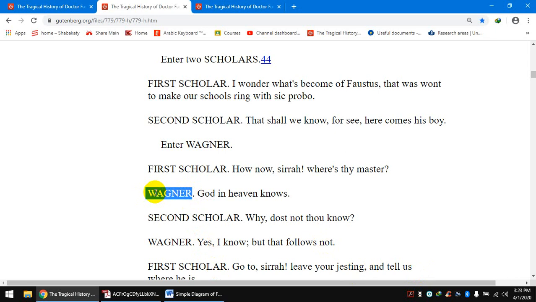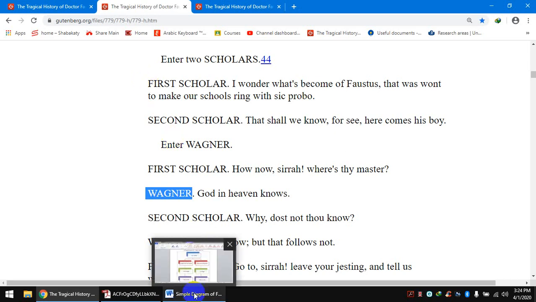and here he imitates Dr. Faustus. So in this scene, the second scholar and the first scholar are friends of Dr. Faustus from the University of Wittenberg.